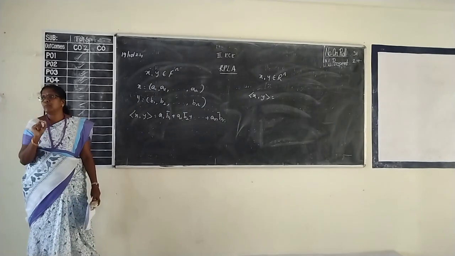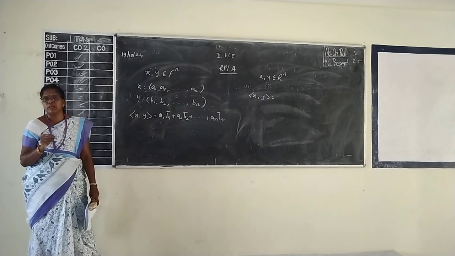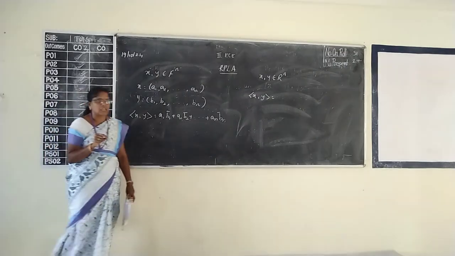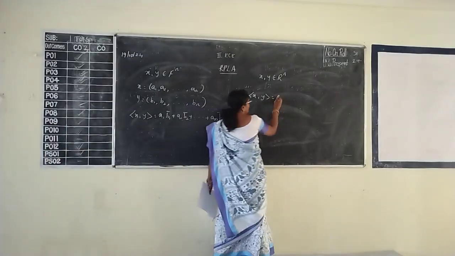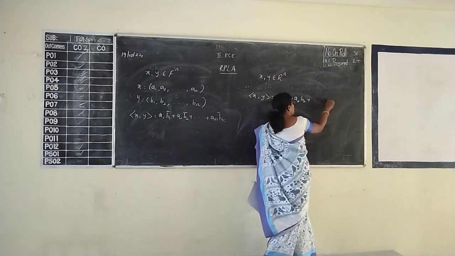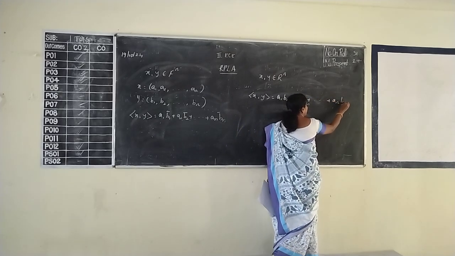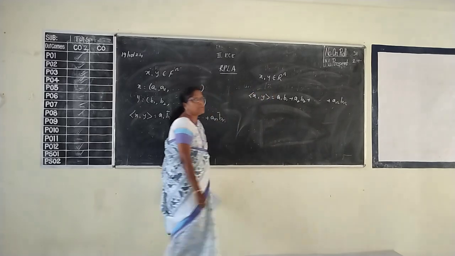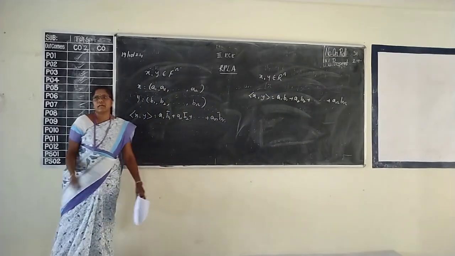In our second case, we assume it to be a real system. So what happened to b1 bar? It is b1. What happened to b2 bar? b2, because it is a real system. So the inner product will become a1 b1 plus a2 b2, etc., an bn. This is the standard inner product, right?